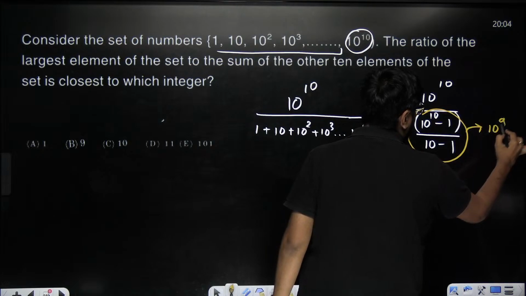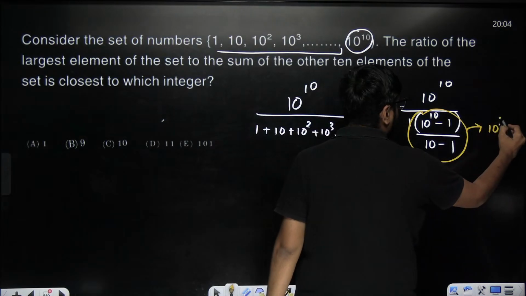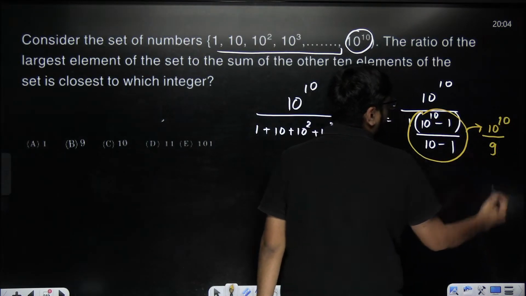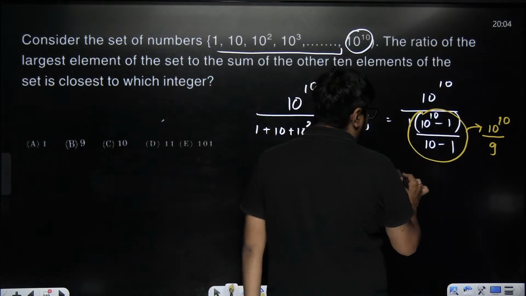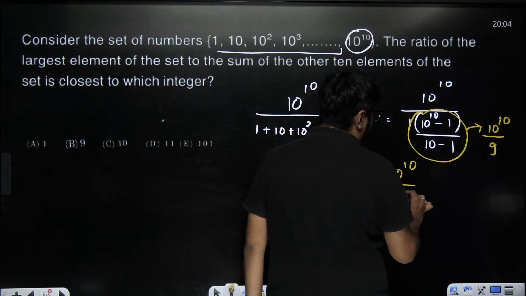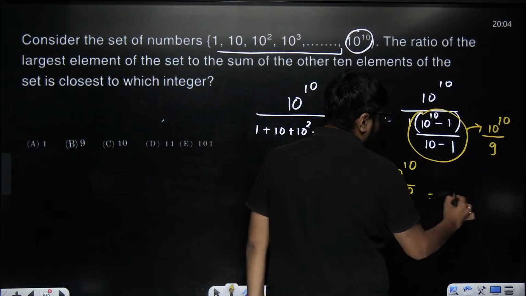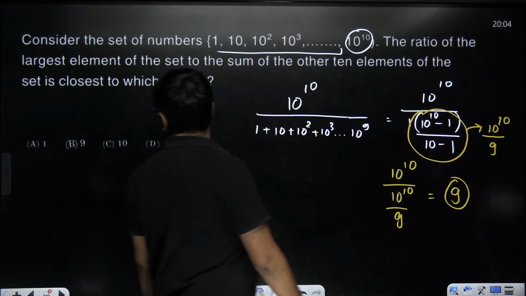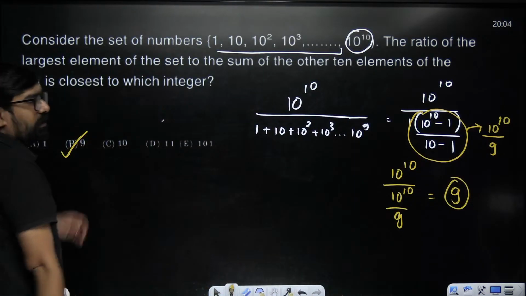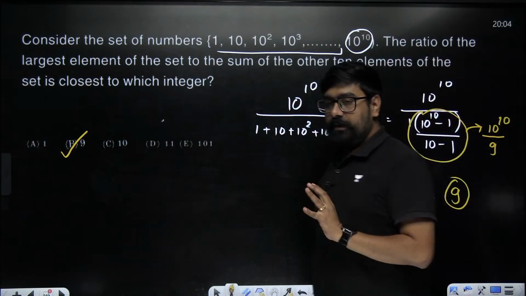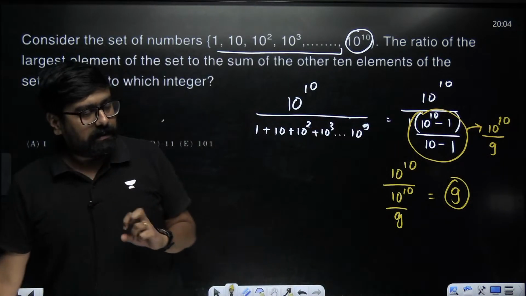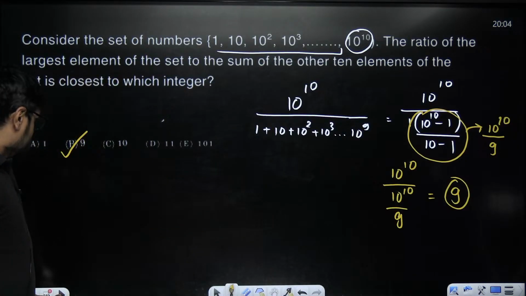10 to the power 10, because 1 is not making much of a difference, so we can approximate it to 10 to the power 10 upon 9, approximate value, right? And 10 to the power 10 divided by 10 to the power 10 upon 9's approximate value will be equal to 9. So the closest integer is 10 to the power 9. So if we have studied carefully, if we know the concepts of AP, GP, formulas and all these things, these questions are not going to bother us.